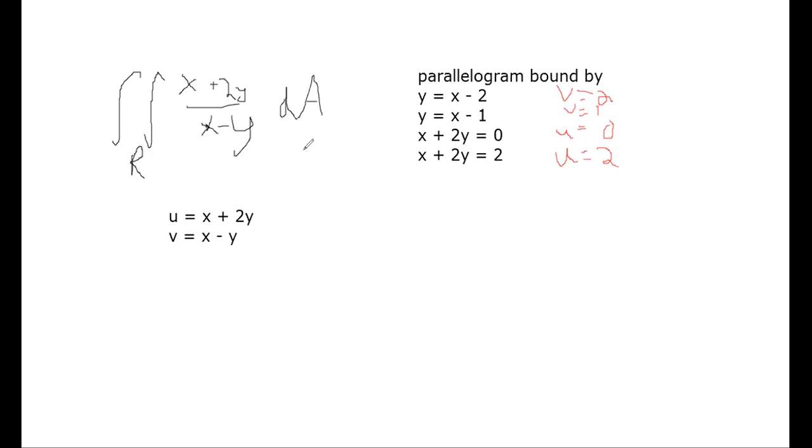Now I just need to isolate x and y so that I'm able to find my partials dx/du, dx/dv, dy/du, dy/dv. I just do that in any algebraic way you want. So x equals (u + 2v)/3.